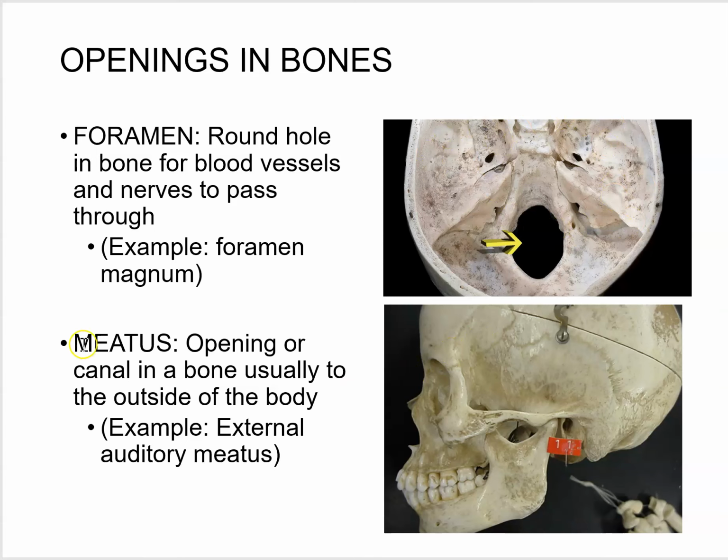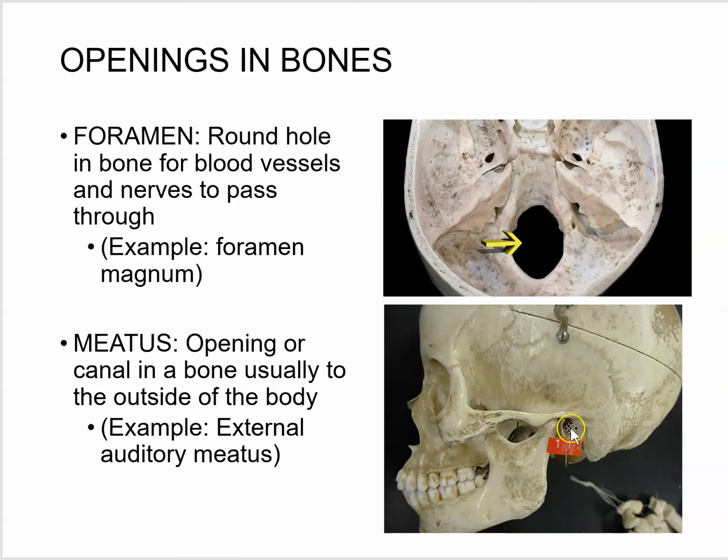A second type of hole could be a meatus. A meatus can also be called a canal, and in fact sometimes you will see this called the external auditory meatus, and other times you'll see it termed the external auditory canal. A meatus is a passageway, usually from the outside of the body in, and so we do have a few meati for plural. This would be this one here. This is your external auditory meatus.